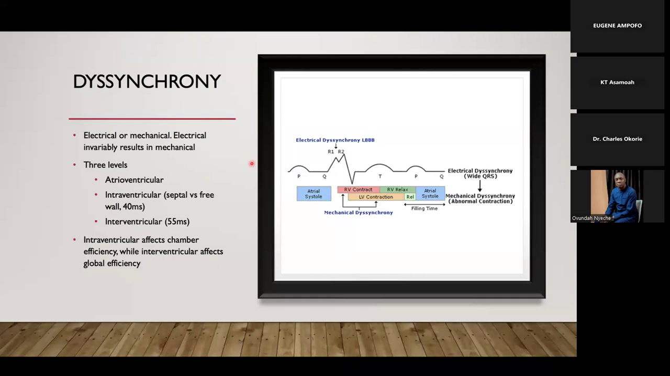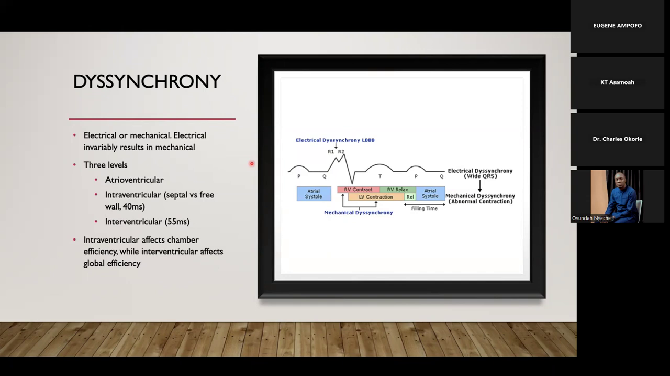So, for example, again, if you have the activation current going down the right bundle, it depolarizes the septum first, and the septum will contract, and then it finishes depolarizing the RV before retrogradely entering the left to depolarize the left posterior wall or the left free wall. So then what happens is the septum contracts much earlier than the free wall. So you don't have a concerted effort to push blood out.